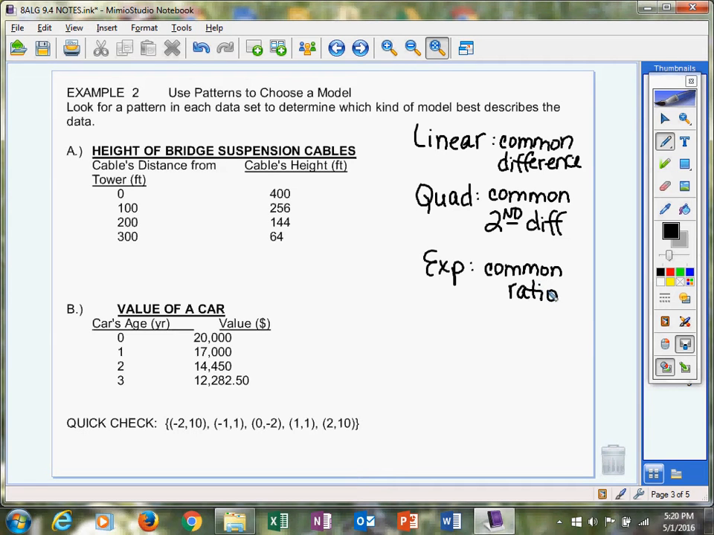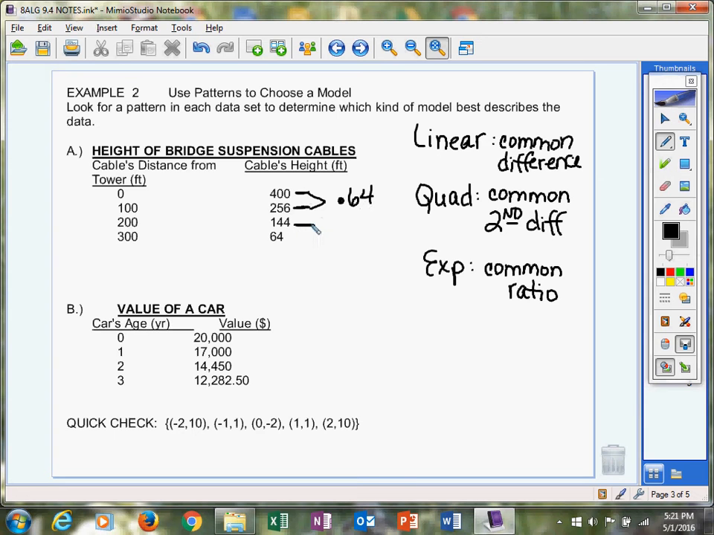I typically spot check for exponential first. I don't know why I do that. It's just what I tend to go after. So have your calculators handy. If you're going to check for exponential, then you start with the second number and divide it by the first number. So do 256 divided by 400, and you'll see that you're going to get 0.64.